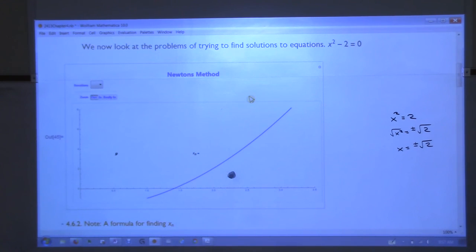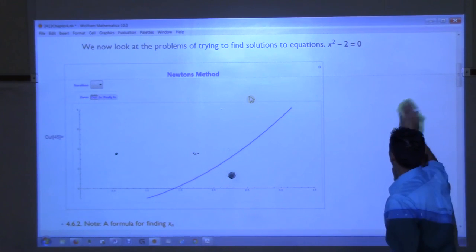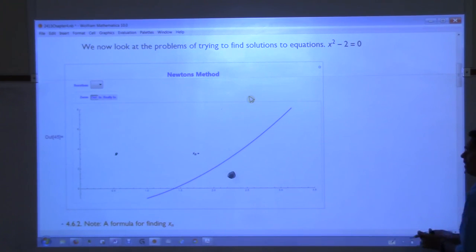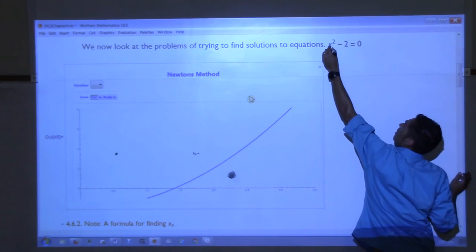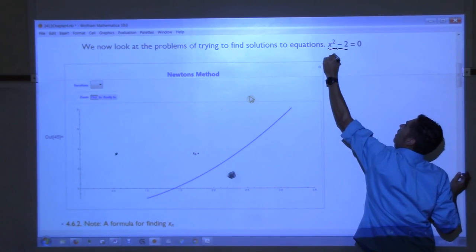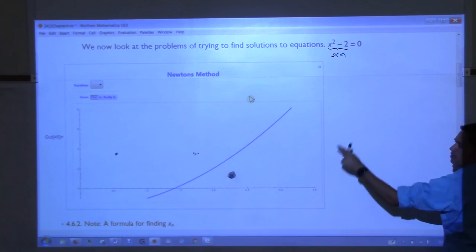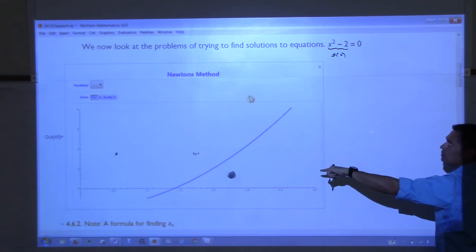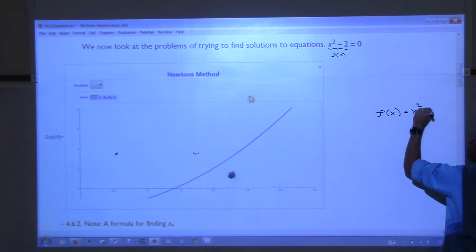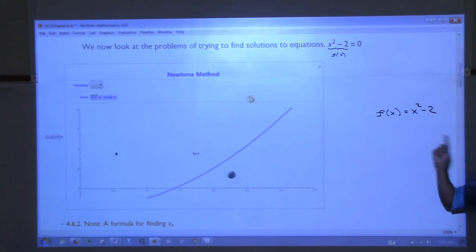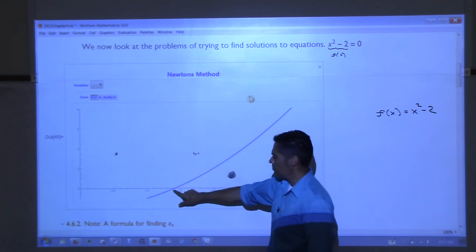Here's a visual representation of what Newton's method is. That is the graph we were trying to solve. Look at the left side and call that f of x. That's the graph of it right there. This is the parabola f of x equals x squared minus 2. And what we're trying to find are the x-intercepts of this. The x-intercepts correspond to setting it equal to 0. So I'm trying to find this point.